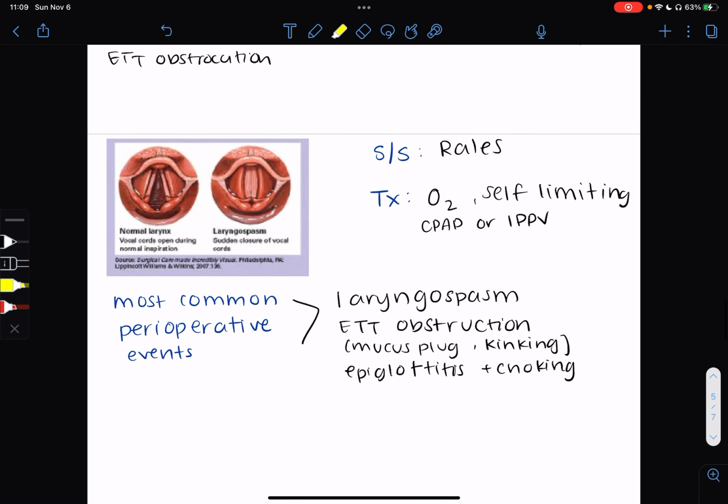So some signs and symptoms of POPE are going to be rales. We're going to treat with oxygen. It's typically self-limiting, and we are going to provide a CPAP or intermittent positive pressure ventilation. The most common perioperative events that we are going to see are laryngospasm, ET tube obstruction, like a mucus plug or a kink, epiglottitis, and choking. So here we have a picture of laryngospasm, sudden closure of the vocal cords.